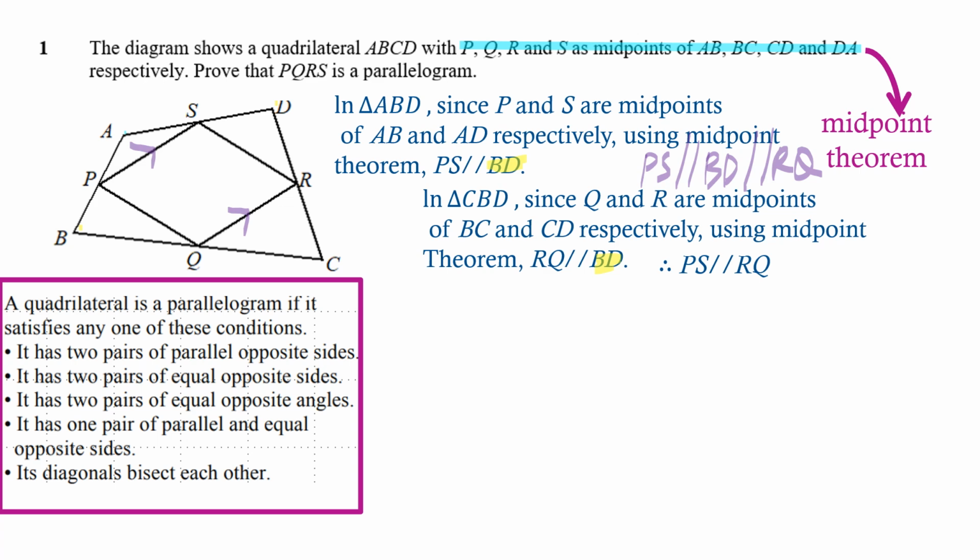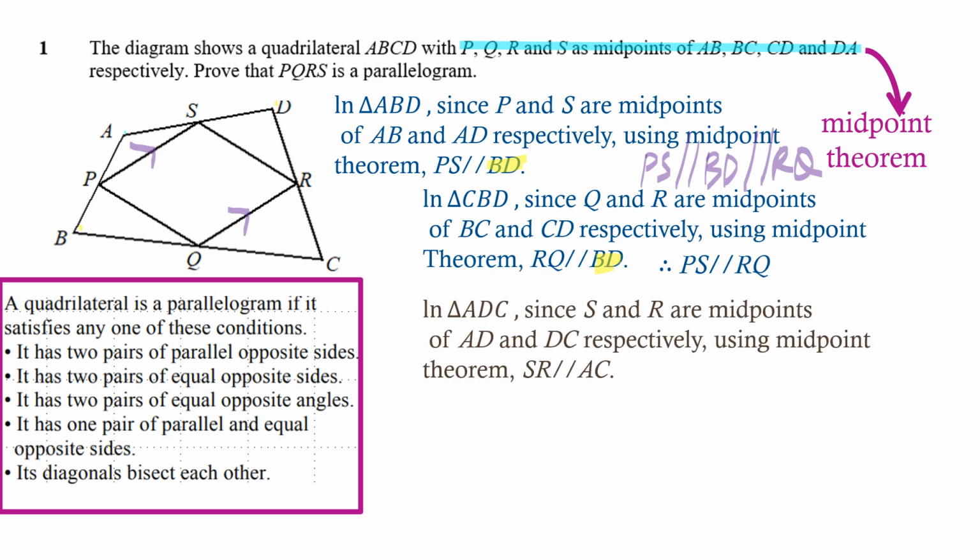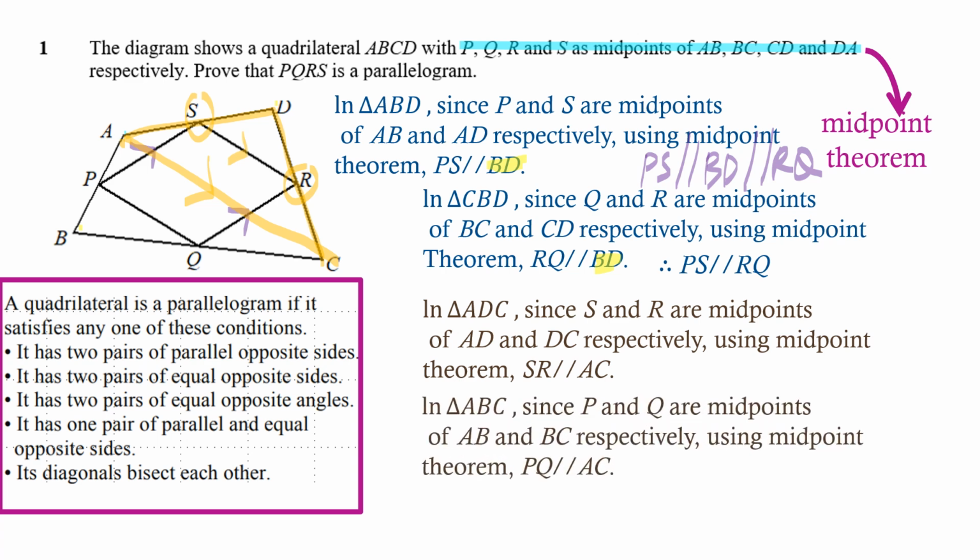To find another pair, we need to look out for another two triangles. So let's look at ADC. In ADC, you'll see that S and R are the midpoints. So therefore, SR is parallel to AC. And likewise in triangle ABC. So now let's look at ABC.